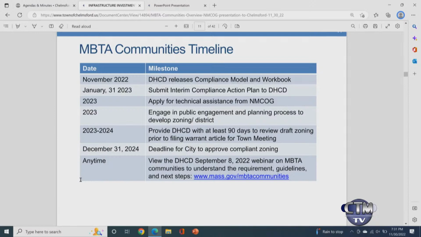At any point in time, though, your board can start looking at materials on the state's website at mass.gov/MBTA communities. Everything I'm talking about this evening is all posted on that website, including numerous technical assistance and guidance modules about different components of the law and how to comply.